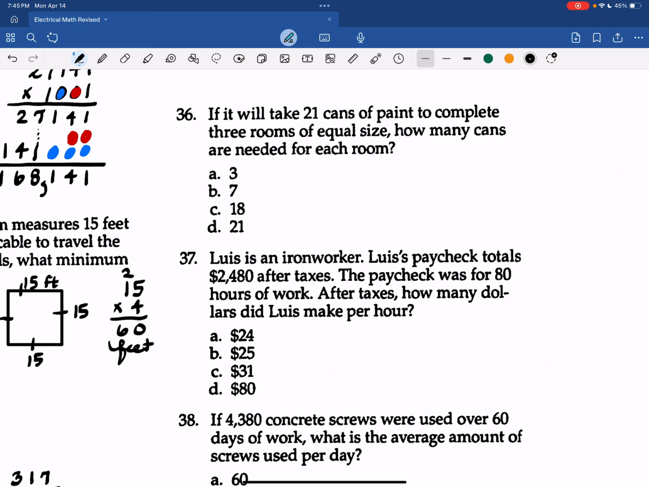If it will take 21 cans of paint to complete 3 rooms of equal size, how many cans are needed for each room? Well, the keyword in the question is each. And to answer that, you would need to say 21 divided by 3 equal pieces. And that's going to be 7 times with no remainder. So you would need 7 cans per room.